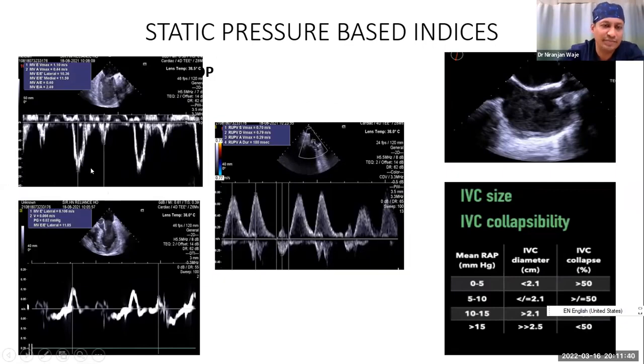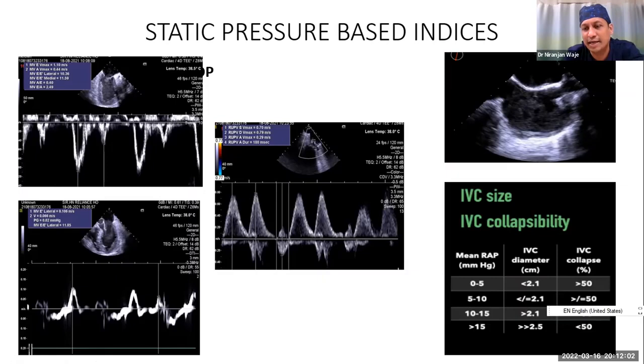So E by E prime, when this is the E wave, we get a value, and E prime below, we get a value. The ratio E by E prime is an indicator of LVEDP, LV end-diastolic pressure. Whatever parameter information is given by the PA catheter, all we want from PA is the LVEDP, LV end-diastolic pressure. So that can be achieved by echocardiography.